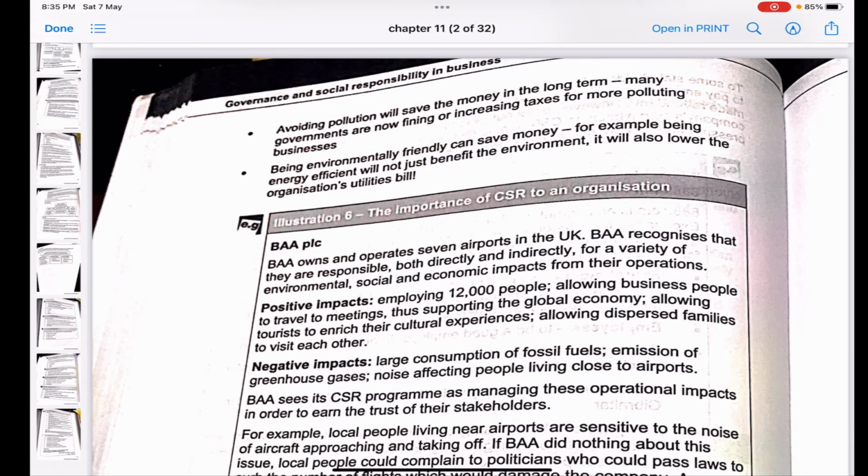Many governments are now fining or increasing the taxes for more polluting businesses. Being environmentally friendly can save money. For example, being energy efficient will not just benefit the environment, it will also lower the organization's utilities bill.